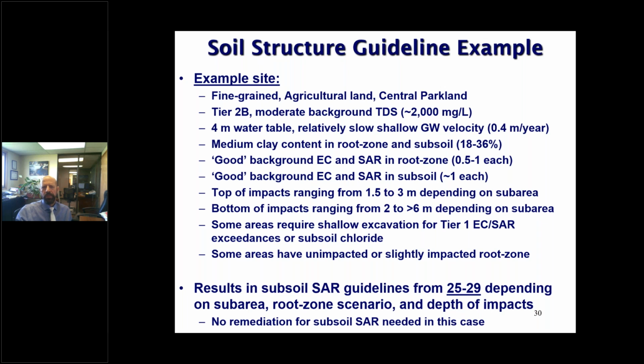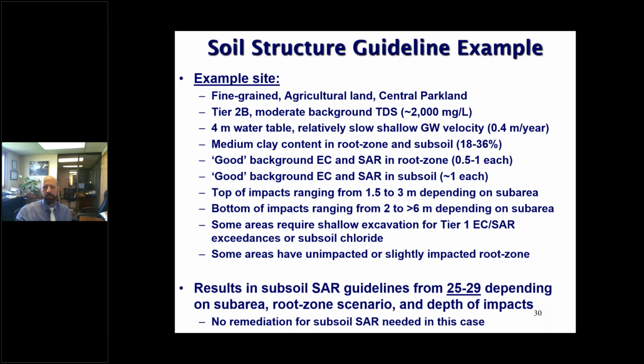With an example like this, when the parameters are put into the tool, it results in just typical subsoil SAR guidelines of say 25 to 29 for this type of site. And those are pretty common. You'll see guidelines higher than that in some cases. You'll see them lower than that in some cases, but that's not an unusual range at all, and very clearly higher than tier 1 guidelines, which makes sense.